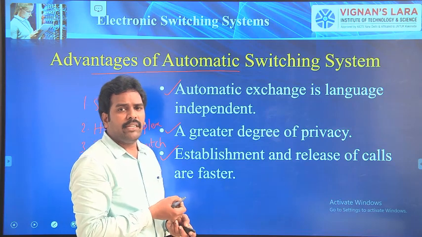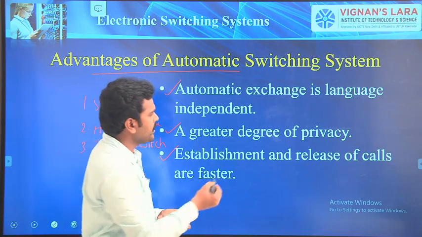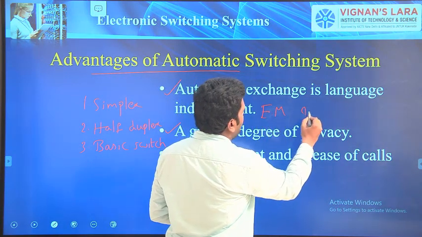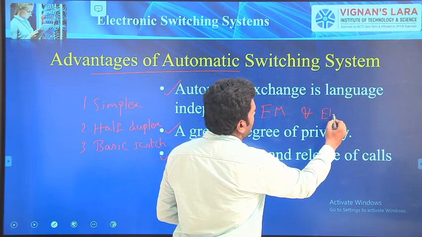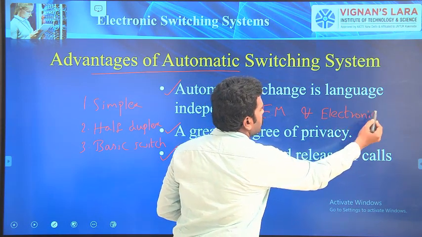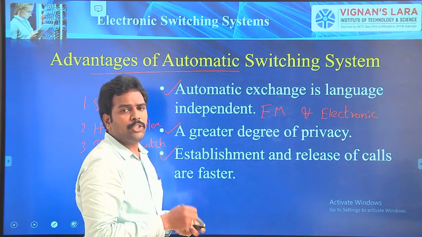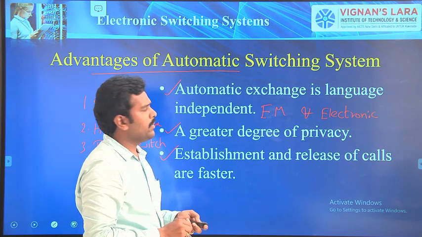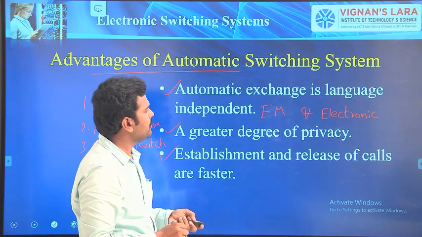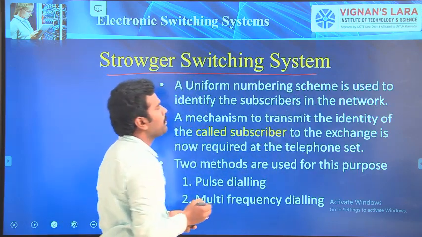In automatic switching, again, two types are there: electromechanical and electronic. In electromechanical, again, two types are there. One is called the Strowger system, another one is called crossbar. In today's class, we will discuss the operation of the Strowger switching system.